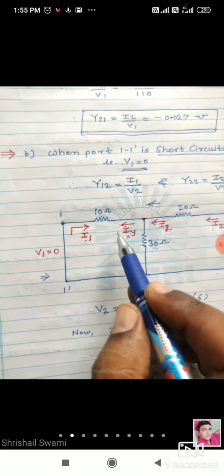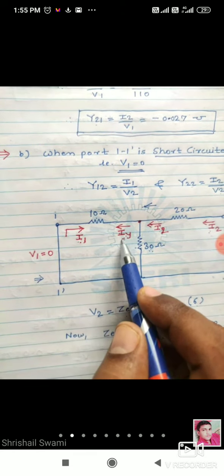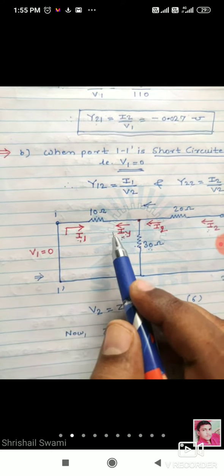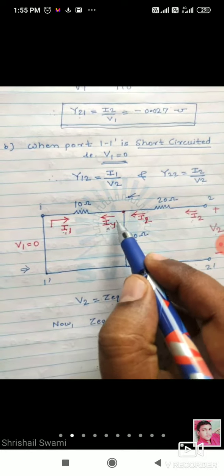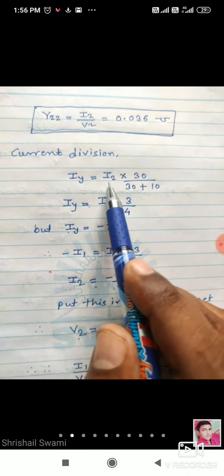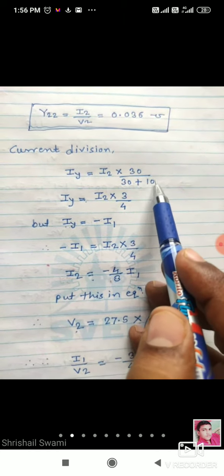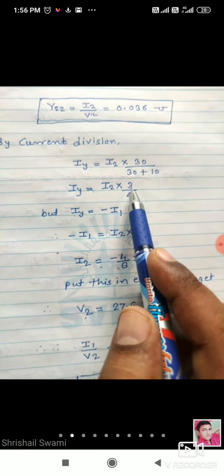Same concept, whatever we used in the calculation of Y21, the same concept you have to use for Y12. So Iy and I1 are both the same in magnitude but opposite in direction. So Iy is equal to minus I1 you can take. Iy you can find out using current division. So by current division, Iy is equal to total current I2 into the opposite branch 30 divided by 30 plus the resistance of the branch through which Iy flows, 10. So calculate this, you will get Iy is equal to I2 into 3 by 4.